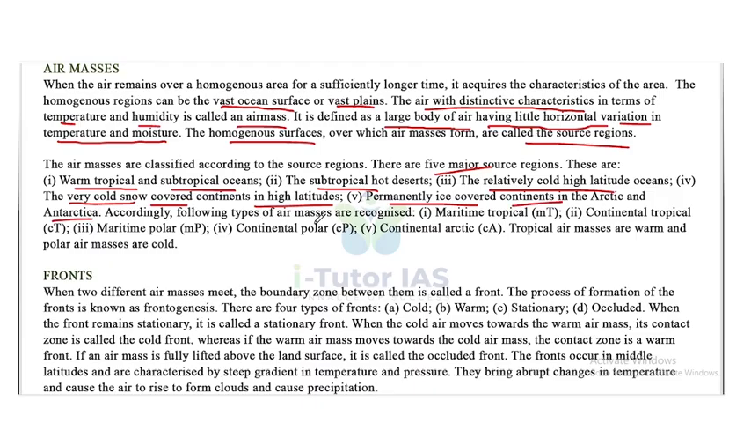Accordingly, the following types of air masses are recognized. 1. Maritime tropical, that is mT. Now, continental tropical, maritime polar, continental polar, and continental Arctic. So these are some of the air masses. Tropical air masses are warm and polar air masses are cold.